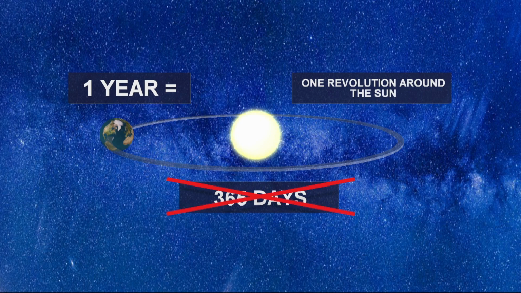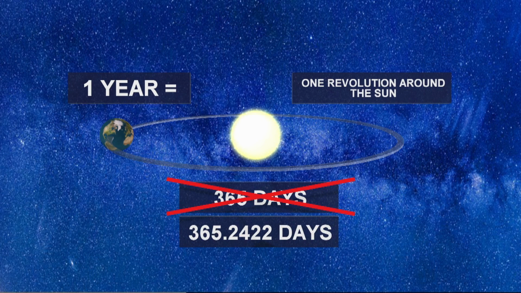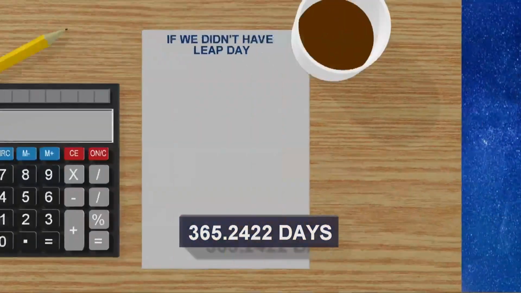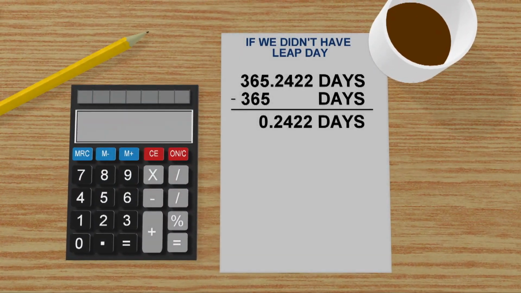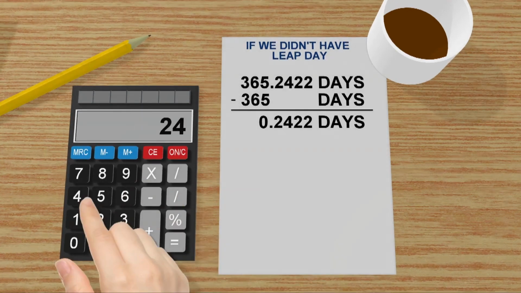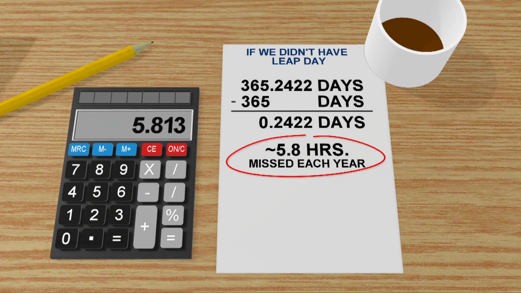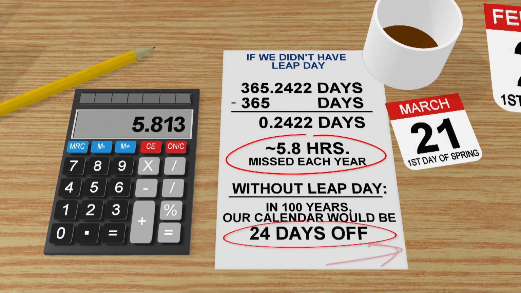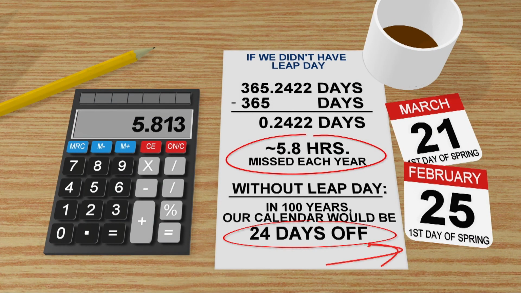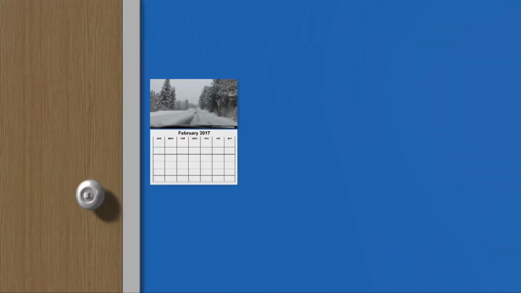But actually, it takes a little more than 365 days, a fraction of a little more, but that fraction adds up. So let's do some calculations. If it takes over 365 days to go around the sun, that leaves us with a little extra time, about 5.8 hours that we need to account for each year. And that 5.8 hours adds up. And if we didn't have a leap day, we would be 24 days off on our calendar every 100 years. That is a lot of time, almost a month.